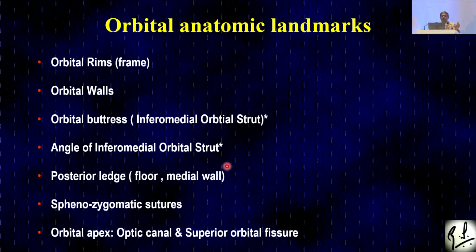We'll talk a little bit about the angle of inferomedial orbital strut. This is an AIOS meeting. AIOS, in my opinion, stands for angle of inferomedial orbital strut. Okay? And the sphenozygomatic suture, which is the lateral buttress, we've got to talk about. Again, we're doing lateral wall reconstruction. Alignment of the sphenozygomatic suture gives you an intraoperative confirmation whether you've done a good job or not. And of course, the place you really want to stay away from is the orbital apex.